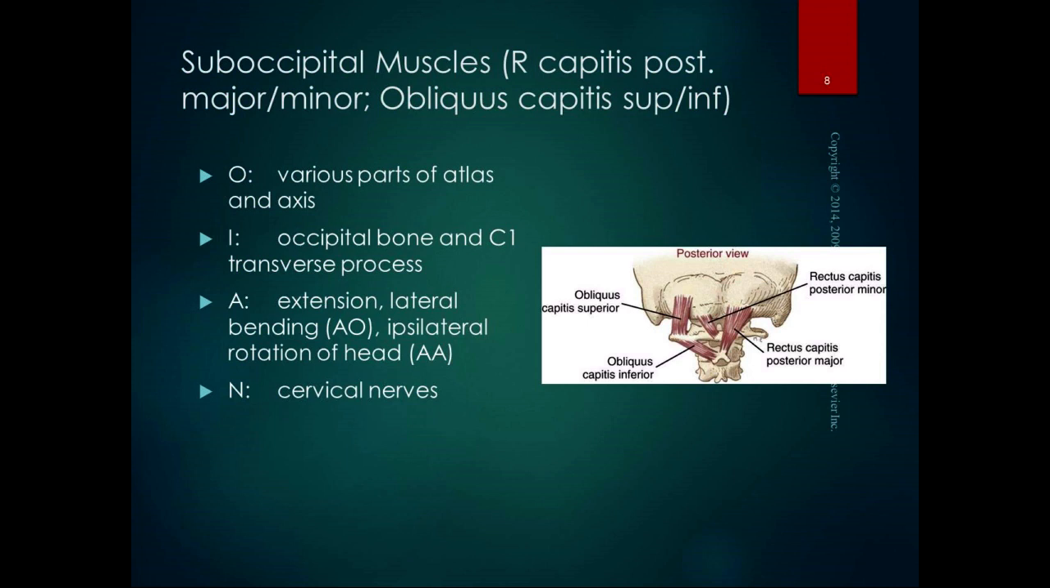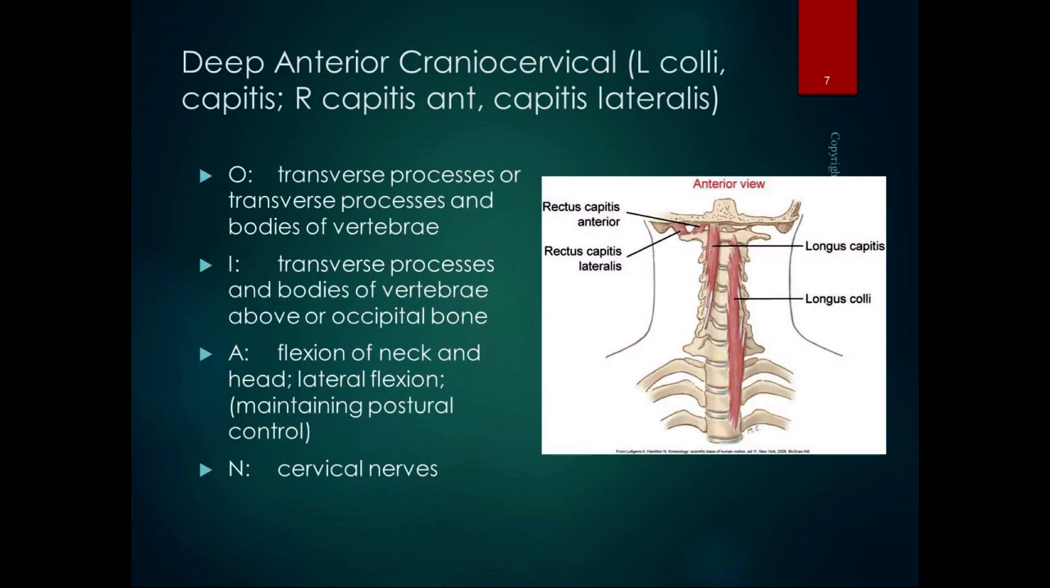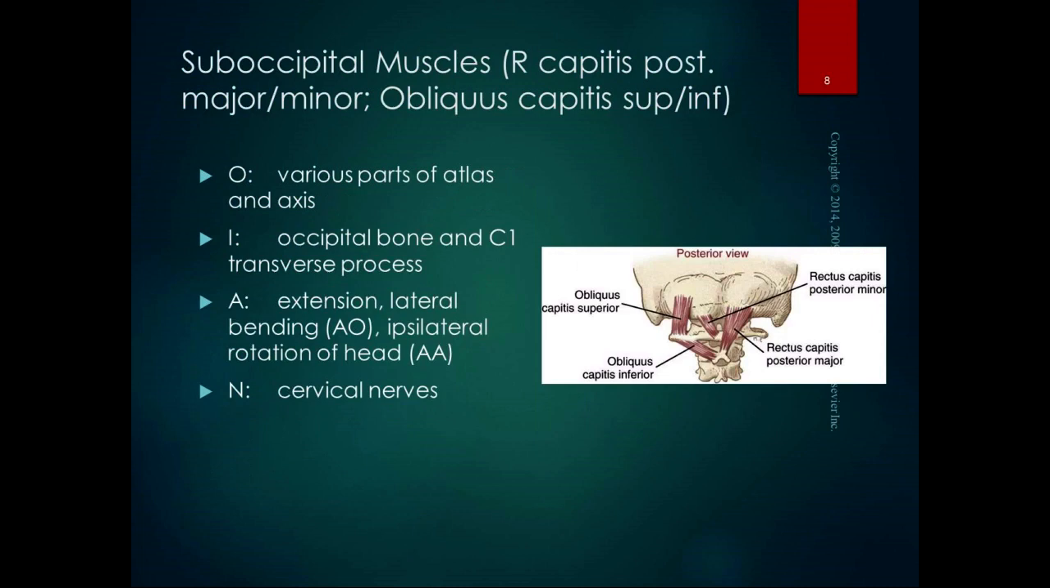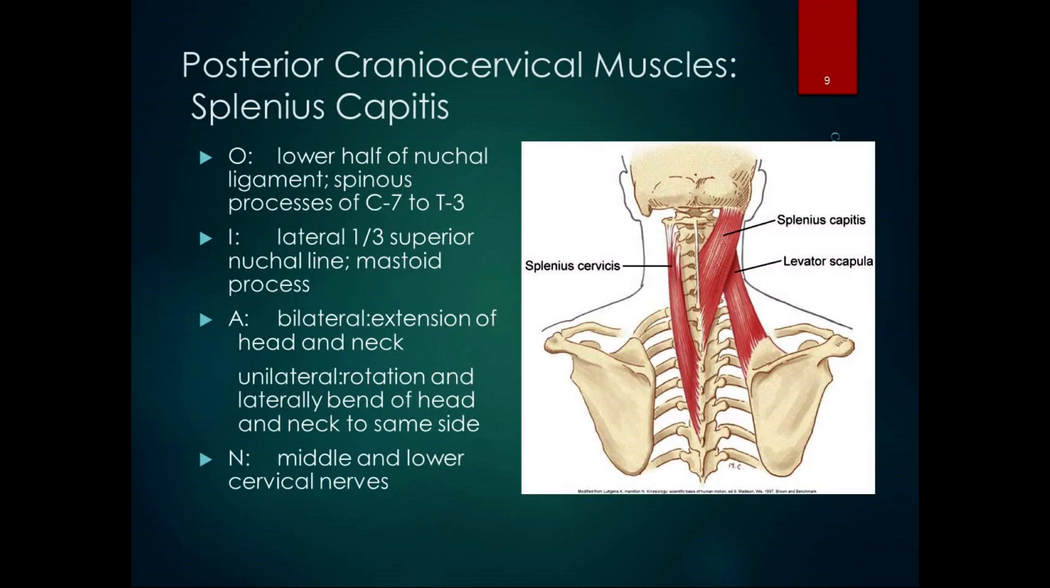So these muscles originate on various parts of the atlas and axis, and they insert on the occipital bone and the C1 transverse processes. So they do extension of the head and upper cervical area, lateral bending, and ipsilateral rotation of the head. So they are also major players in maintaining postural control of the head, and they are, strangely enough, innervated by the cervical nerves.